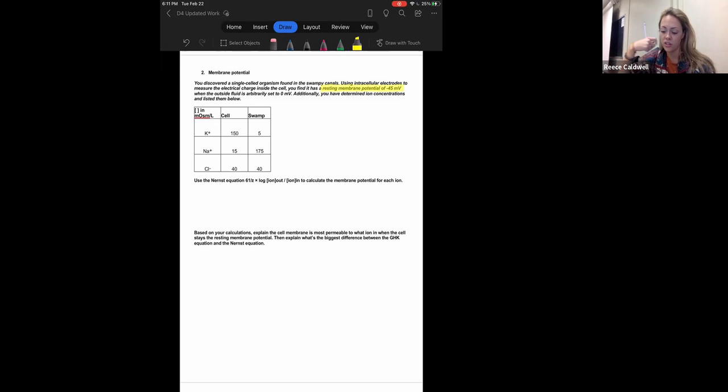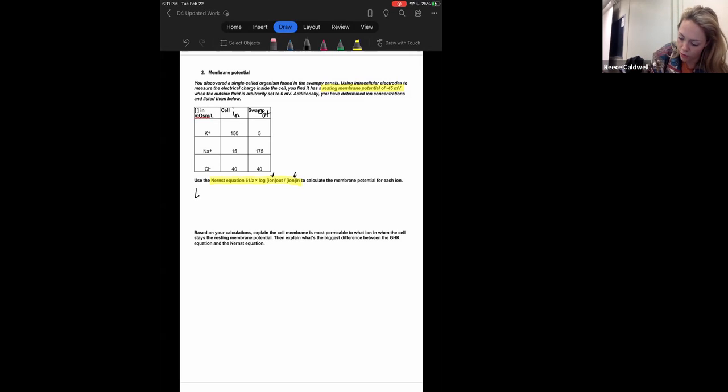So what we are going to do is use the Nernst equation, which is listed here. It will always be given to you. You don't need to worry about memorizing the Nernst equation. And we're going to calculate the membrane potential for each. Again, the cell is the inside: cell is in, swamp is out. So ion out, ion in. That's what we're referring to there.